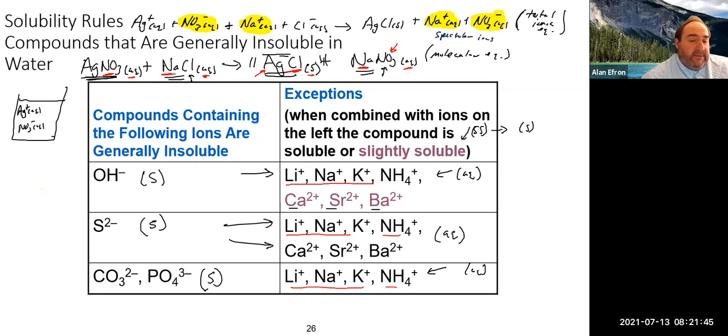And our spectator ions basically will cancel each other out. They are just there to balance out the charge. They're really not participating in forming the product. And what that leaves us after we cross out our spectator ions is a last type of equation. And this last type of equation is pretty much what is left over after we get rid of our spectator ions in this particular example here. And this is what is known as the net ionic equation.